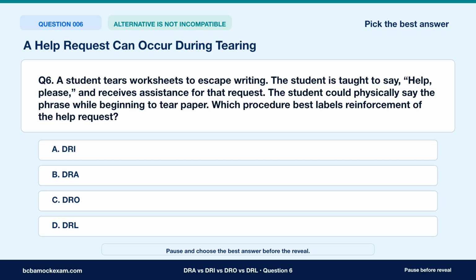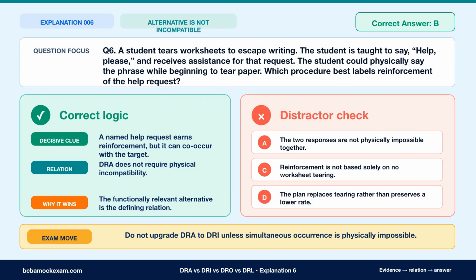Pause and choose. The evidence supports B, DRA. DRA does not require physical incompatibility. Each alternative misses a stated detail. A, the two responses are not physically impossible together. C, reinforcement is not based solely on no worksheet tearing. D, the plan replaces tearing rather than preserves a lower rate. Do not upgrade DRA to DRI unless simultaneous occurrence is physically impossible.